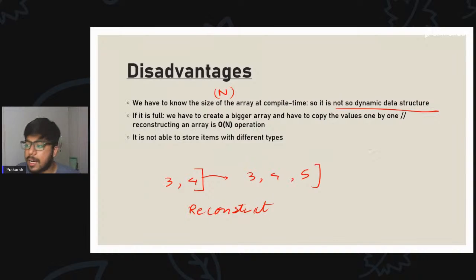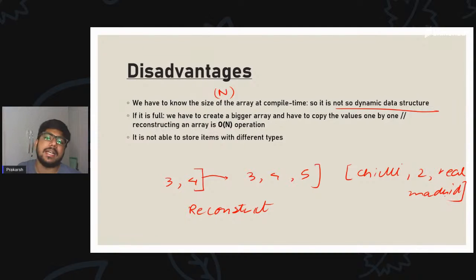And you just can't have different data types. You just can't have Chile and number 2 and Real Madrid. You just can't have that. You can't have a string and an integer. You just can't have different kinds of data types in the same list or array.